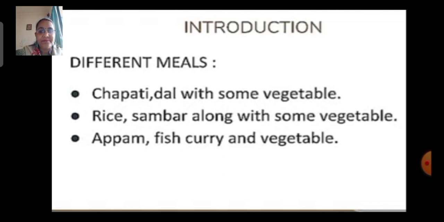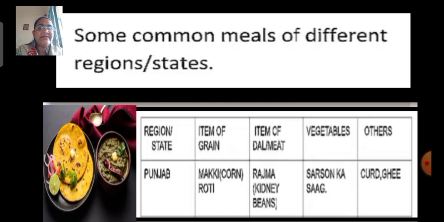is a grain, that is chapati or rice or maybe both of them, which are the sources of carbohydrate. Then we have dal or pulses or meat, which is the source of proteins. Then we have some vegetables, salads, that is the source of vitamins and minerals. Then we also have curd, buttermilk, pickle along with them. Here are some examples of common meals of different regions or state.